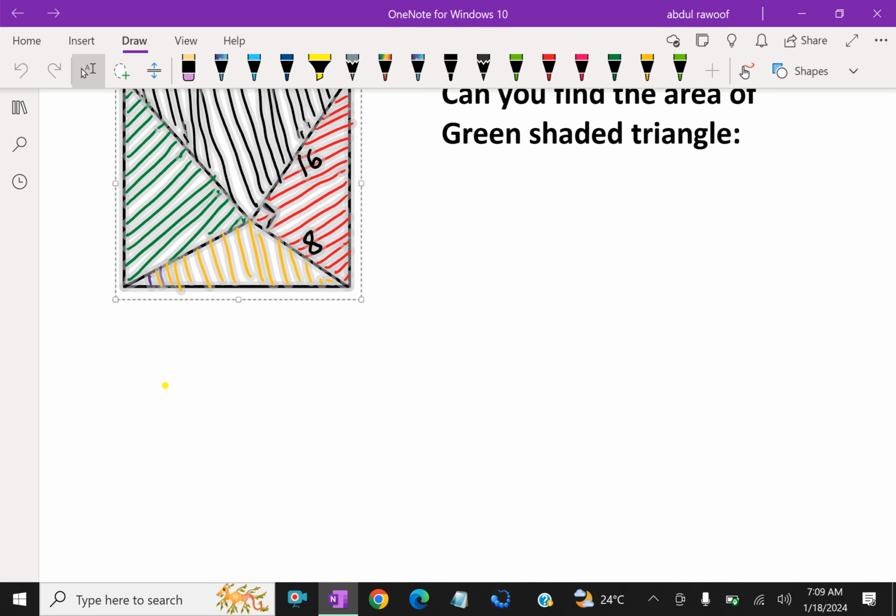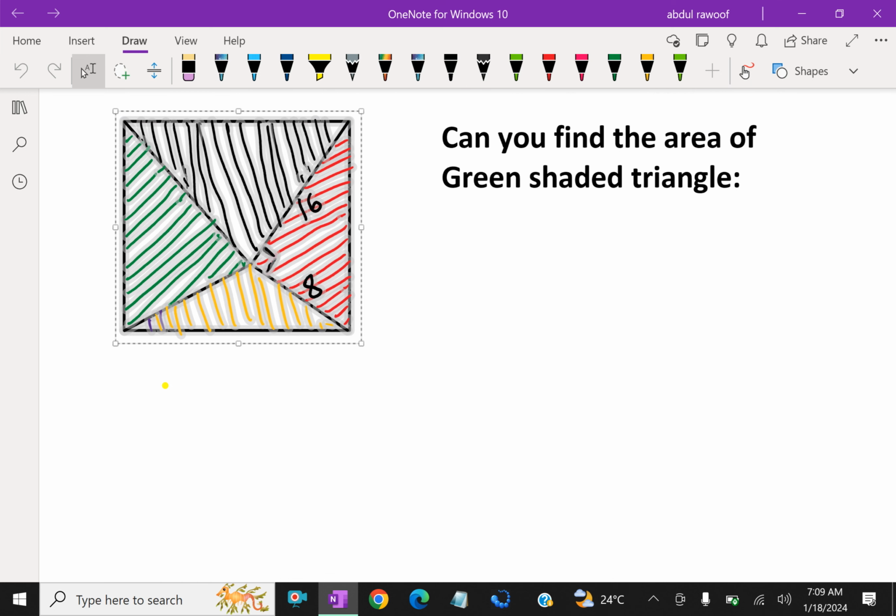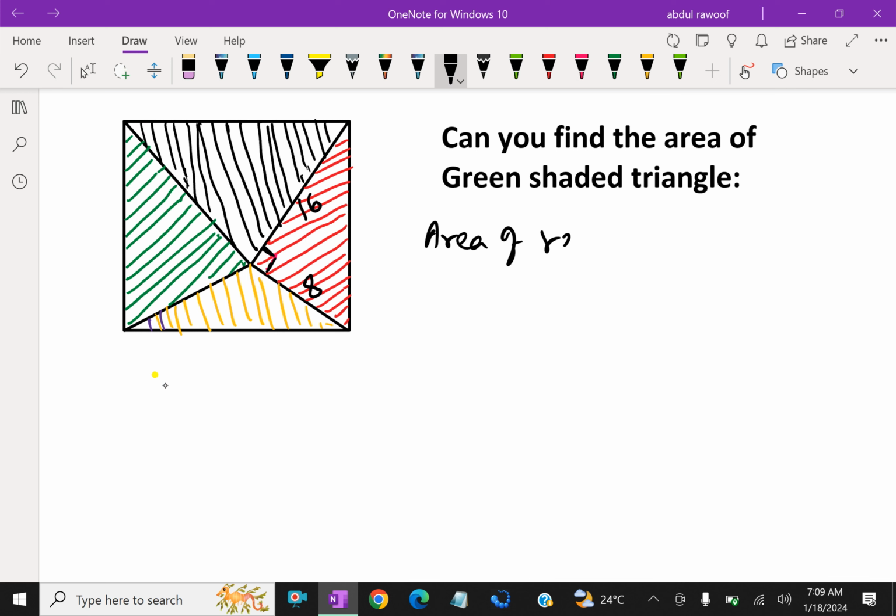Look at here. We can find the area of the red triangle. The area of the red triangle is half base times height. Here base times height is 16 times 8, so we get 64 square units.